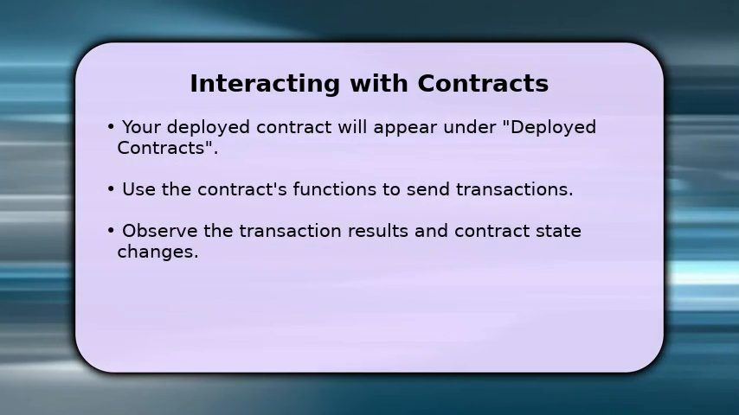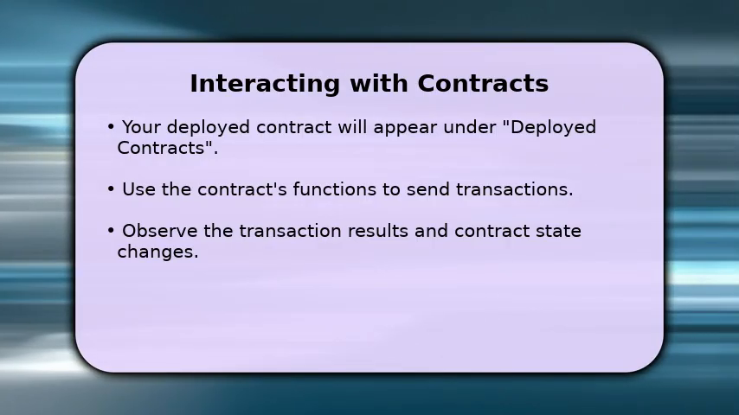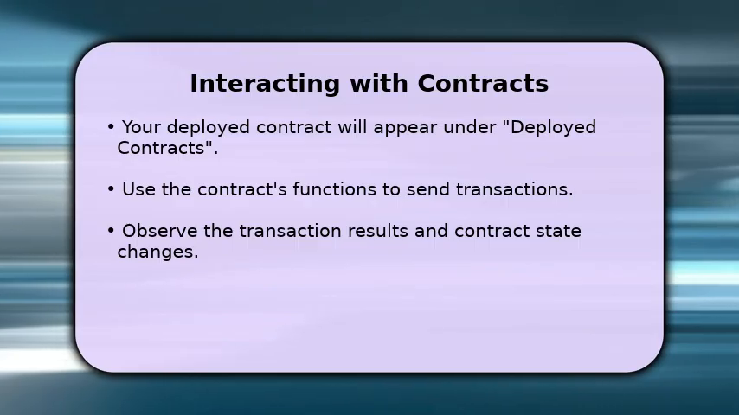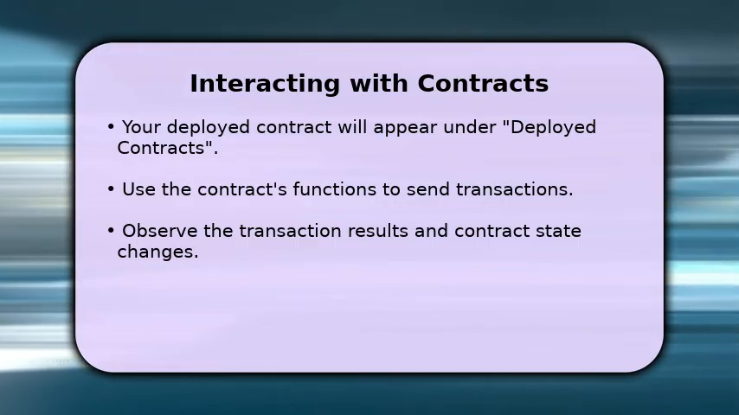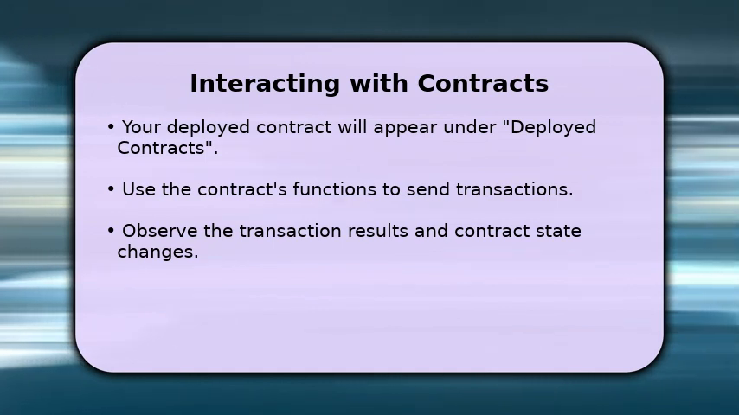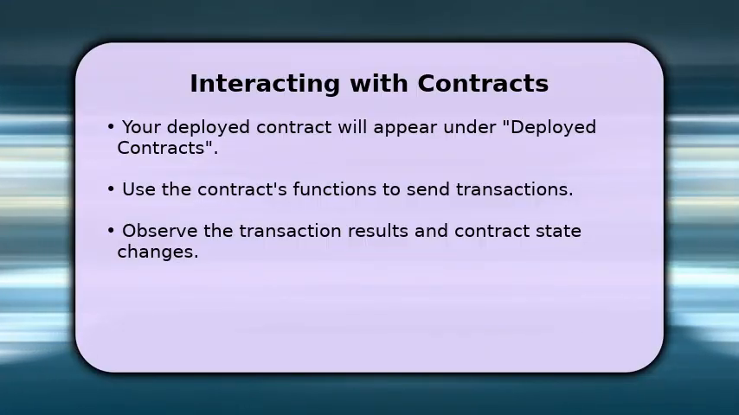Once deployed, your contract will be listed under the Deployed Contracts section in Remix. You can now interact with it directly. Expand the contract to see its available functions. Input any necessary parameters and click the corresponding buttons to execute functions, sending transactions through MetaMask. You'll see the transaction results and any changes to your contract state reflected in the Remix console, providing immediate feedback.